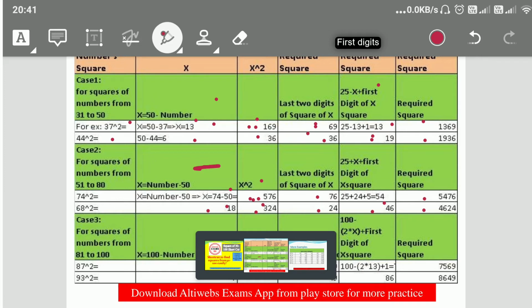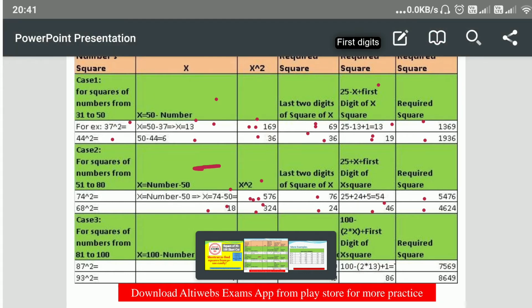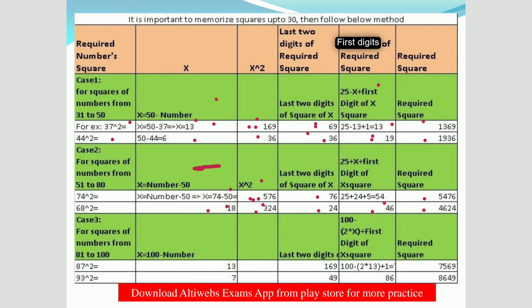Now let me go to the third case. In this case, it is for squares of numbers from 81 to 100. Suppose you want to find the square of 87. Here you find x by subtracting the number from 100 because it is near to 100. So 100 minus 87 is x. 100 minus 87 is 13.